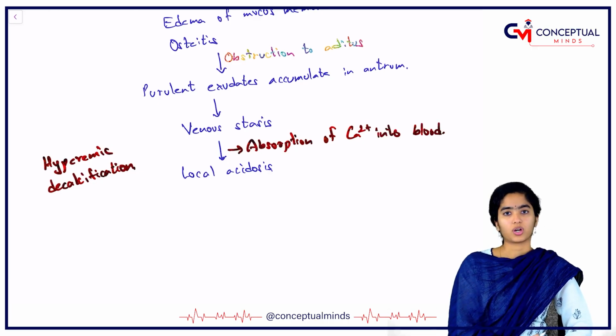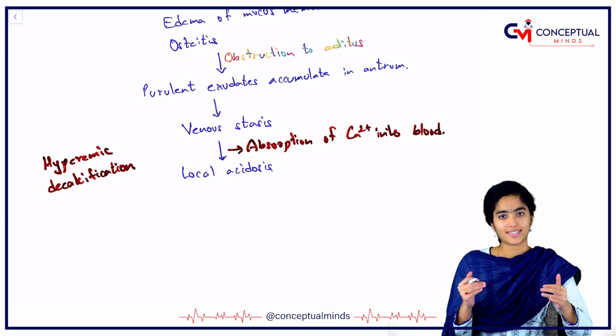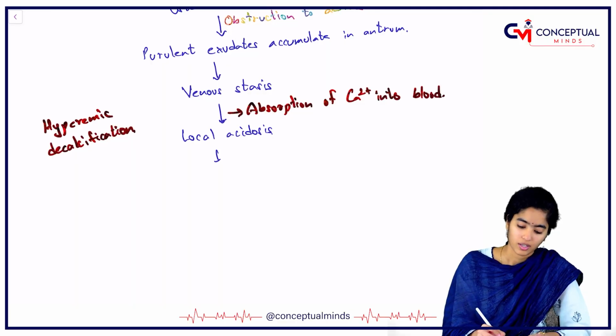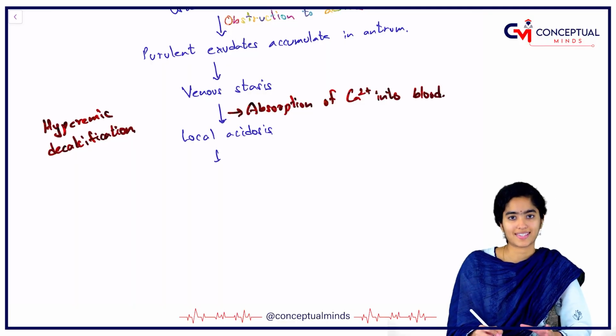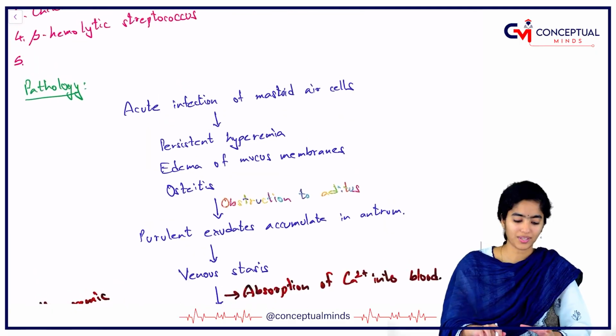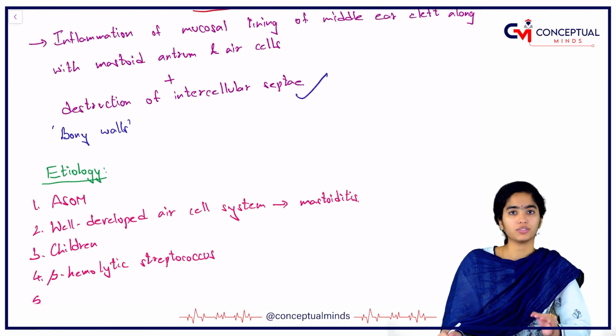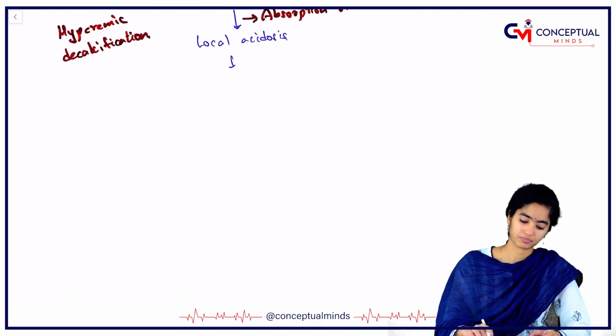What happens further on? When there is hyperemic decalcification, all the bony septa are being broken down. There is breakage of the intercellular septa. This is what we have seen here, right? Destruction of the intercellular septa is an important feature in mastoiditis.